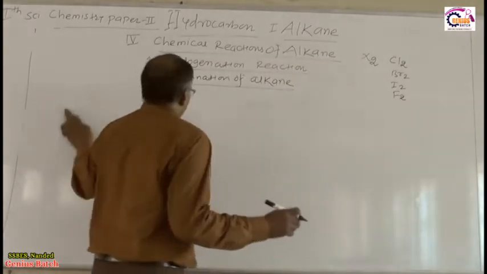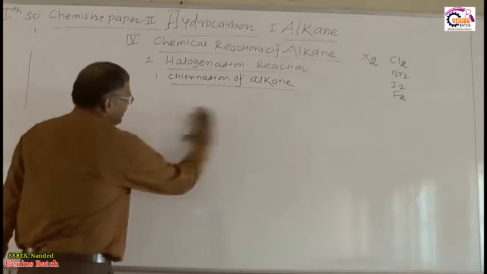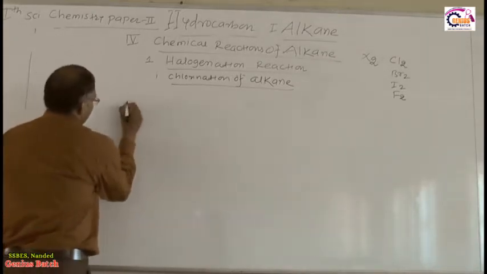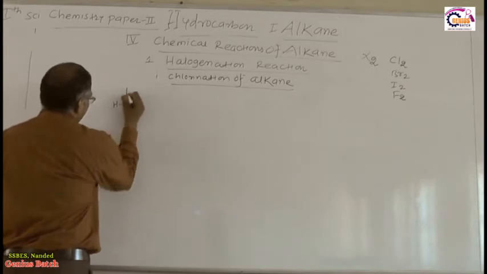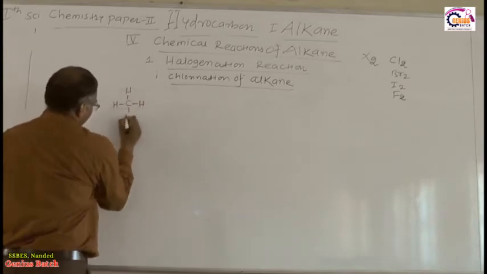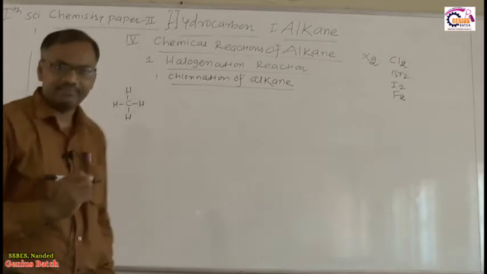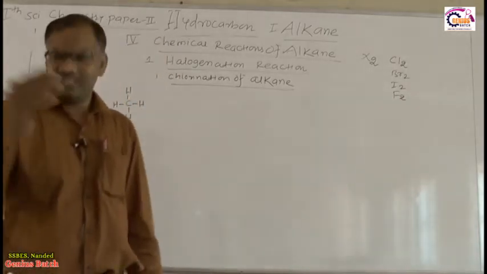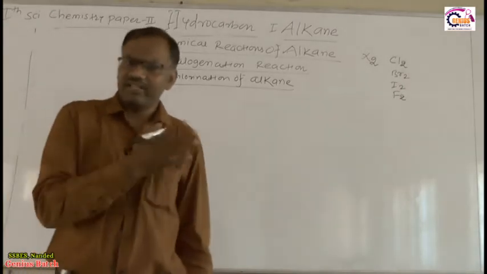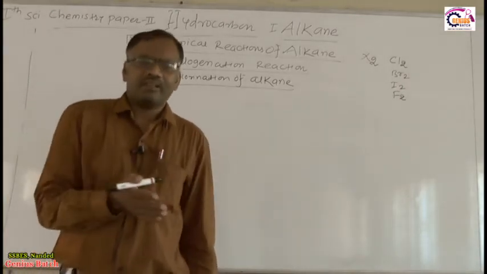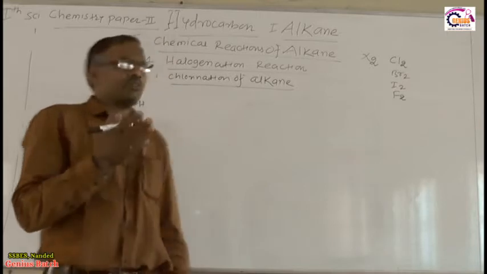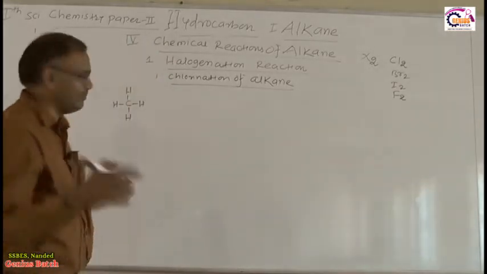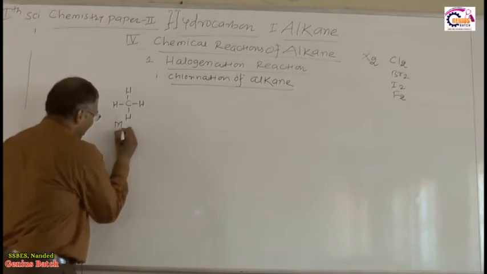So first of all, let us take the example. The example is methane. This first alkane member is methane. You know that in the 10th class also, and in the first topic that you have already completed, that is general organic chemistry, you have seen the first member of the alkane is methane. That is called the marsh gas.